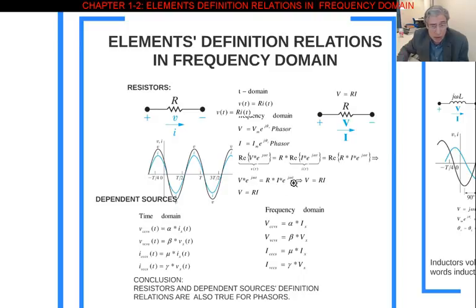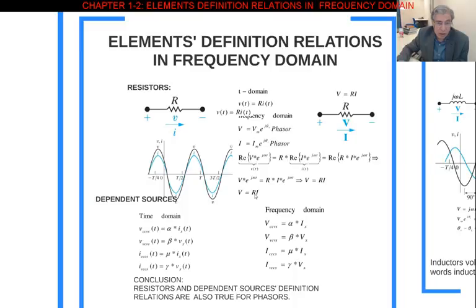If you divide both sides by e to the power j omega t, which is different from 0, you end up with this. The interpretation is quite easy. The time domain definition relation of a resistor remains true in the frequency domain if you replace voltage and current with their phasors. So the phasor of the resistor voltage is equal to R times the resistor's current phasor.